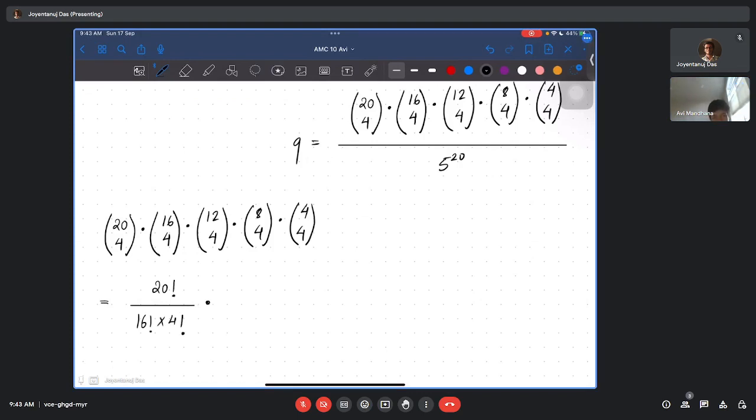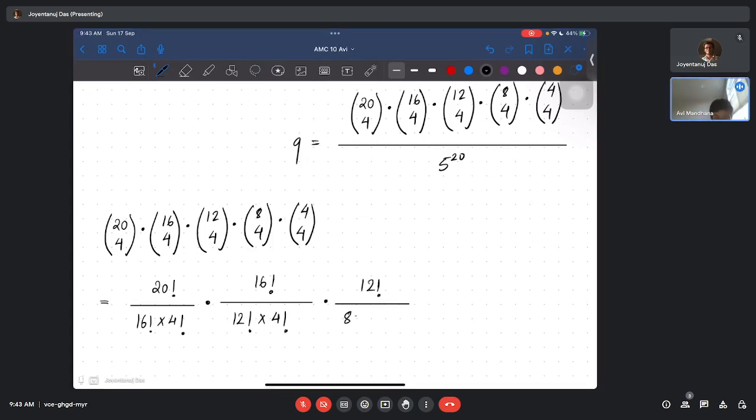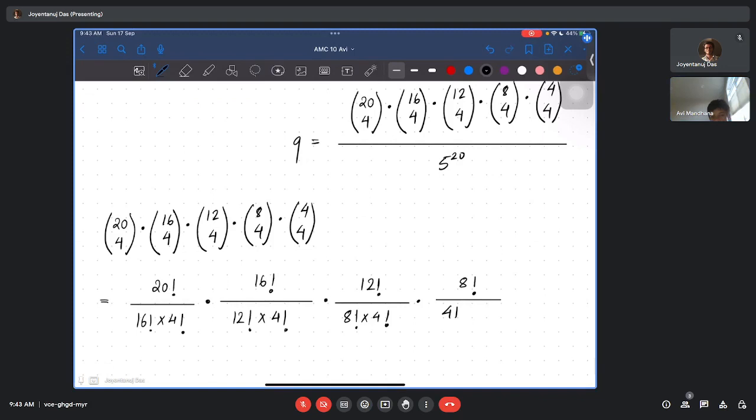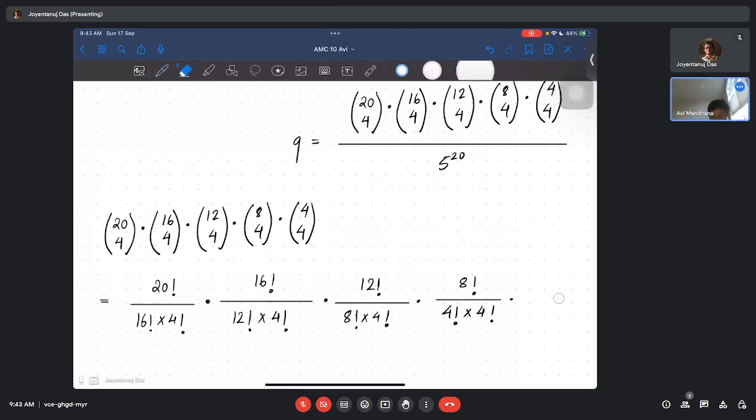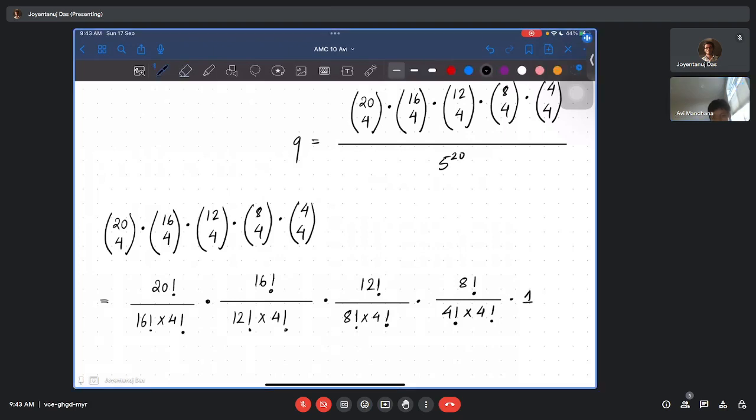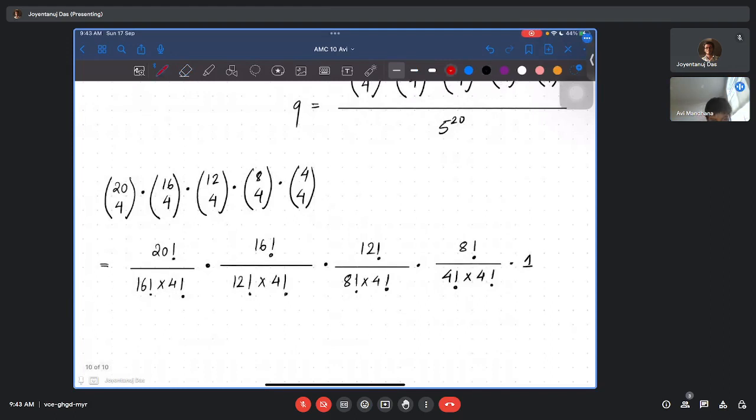Now let us expand the second term. 16 choose 4 is 16 factorial over 12 factorial times 4 factorial. Then the next term, 12 factorial over 8 factorial times 4 factorial. Yes, so alternate terms, you can see that they will cancel out. Otherwise it is difficult to do the computation and will take too long. The last one is 1, that we know. So now if you cancel, what is left?